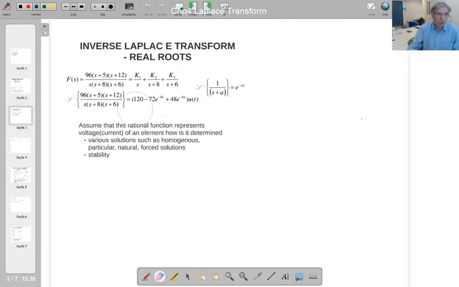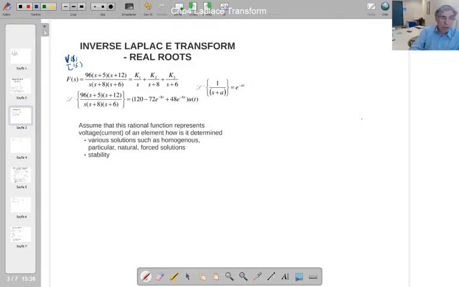So this is the function that we found. This function could be either a voltage of an element, or it could be capital Vs, or it could be Is. So when you finish the analysis of a circuit given to you in S domain, you're going to end up with a rational function. This is a rational function. So we are going to find these k parameters for this rational function.